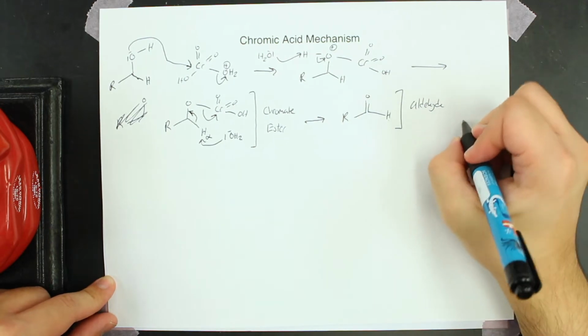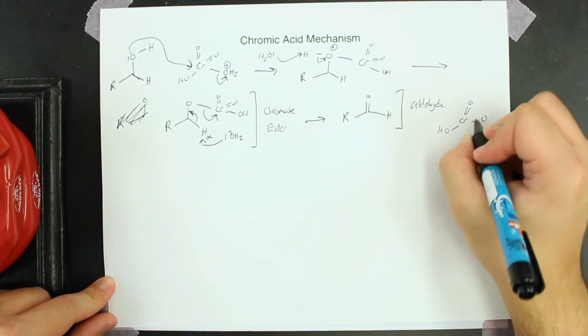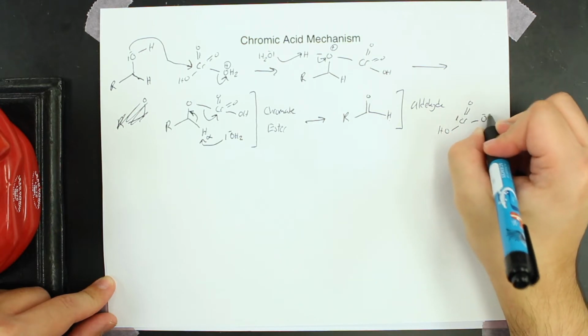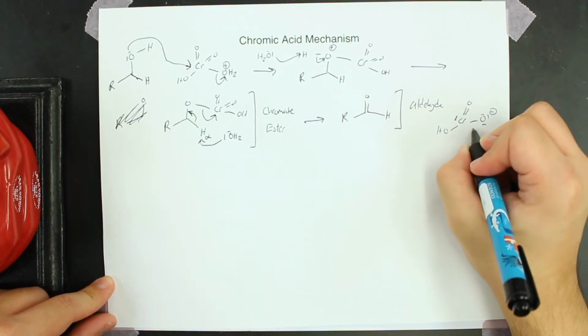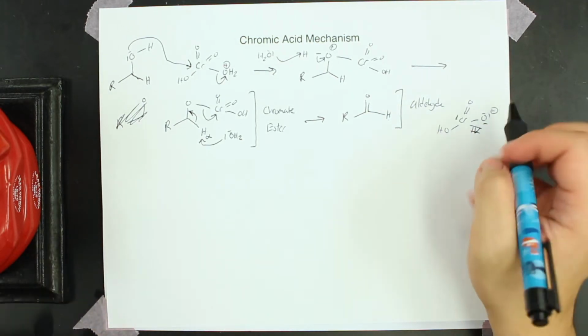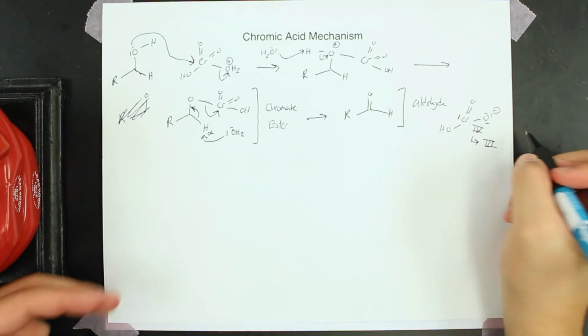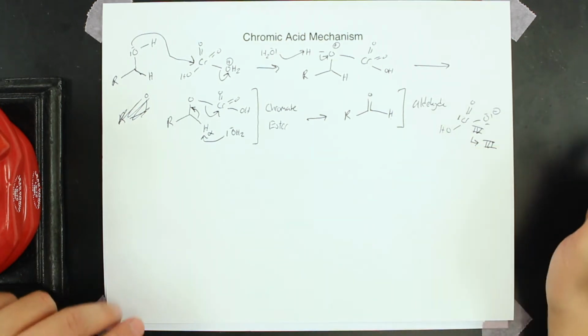This chromium byproduct looks something like this. OH. It has a pair of electrons sitting on the chromium. And here the chromium is in its +4 oxidation state. This eventually degrades into its +3 oxidation state, which gives you the blue color. But the mechanism there isn't too concerning.